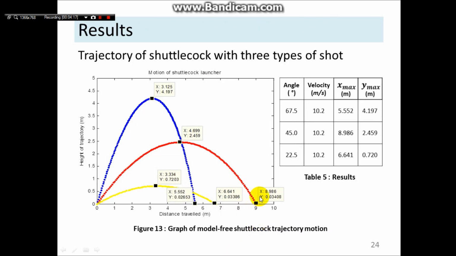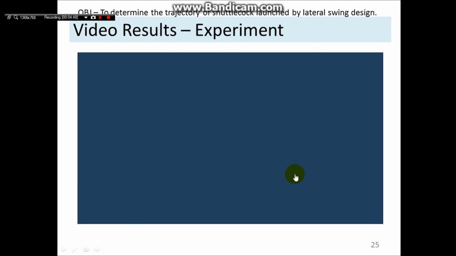So from the simulation we can get this graph, and as you can see, as the angle increases, the y-axis, which is the height of the shuttlecock trajectory, increases. However, the distance traveled x increased from 22.5 to 45, but when the angle exceeds 45, it will decrease. I mean the distance traveled will decrease.